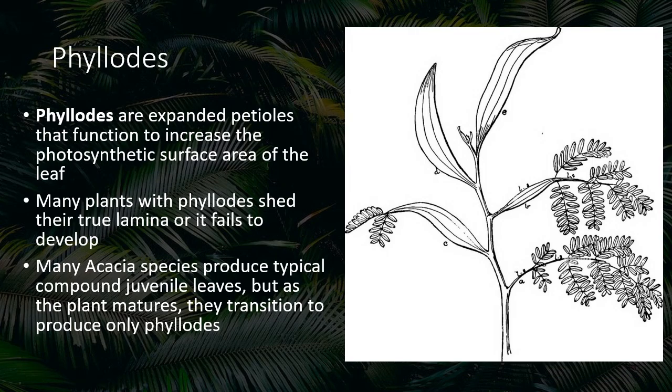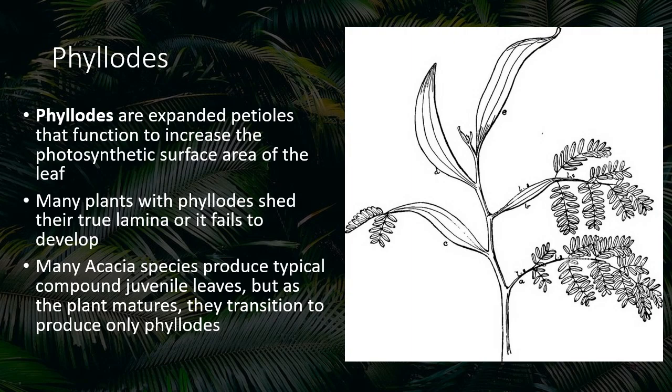In some species, photosynthesis does not primarily occur through the lamina. It actually occurs through a flattened petiole, and that's called a phyllode. This is a particularly interesting case in trees in the genus Acacia, which are very common in Africa and Australia.